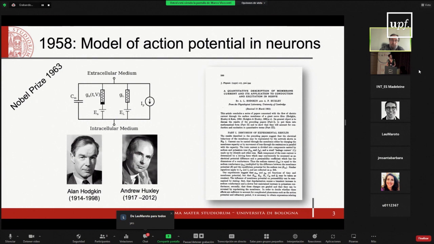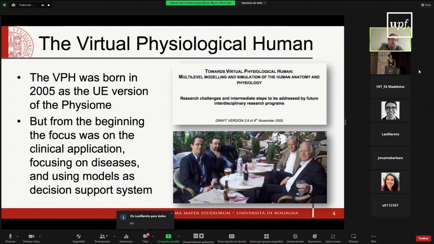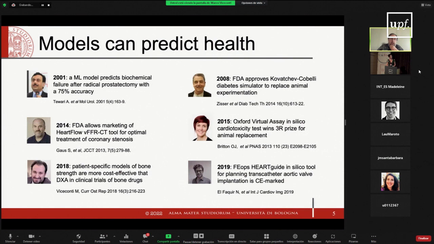Around this agenda in 2005, the idea of creating a computer representation of the human body that could be used as a decision support system in hospitals was started. And in Europe, the term we used at that time was the virtual physiological human. Over the years, this idea expanded and became a reality. And now we can say, yes, computer models, mathematical models can predict health.